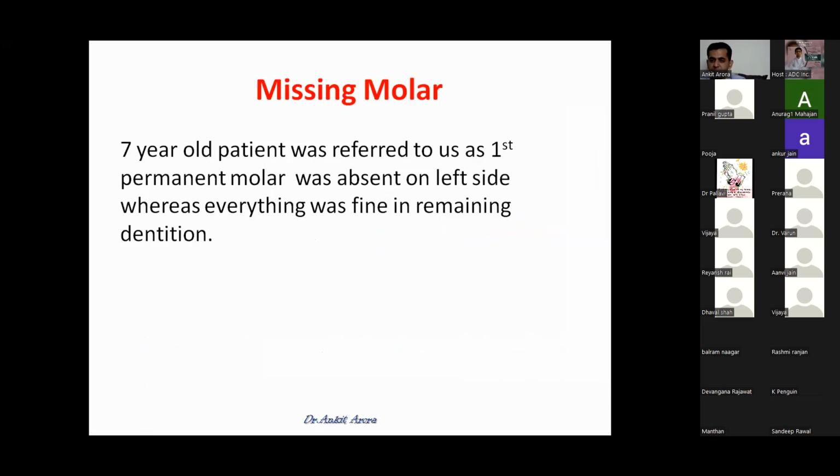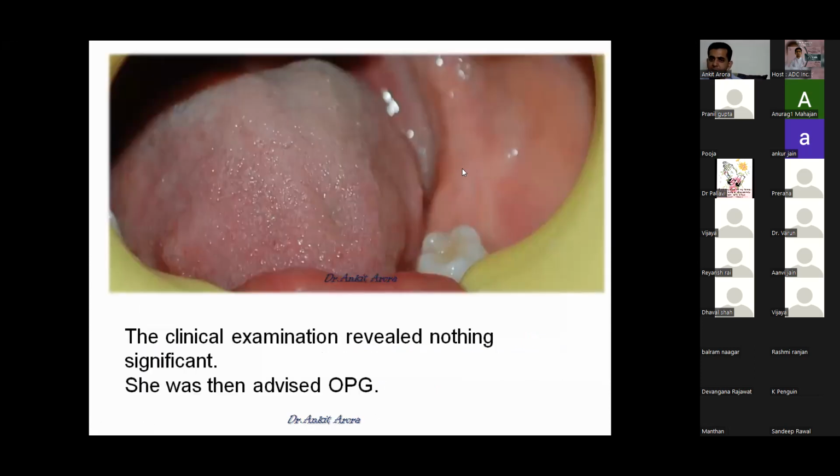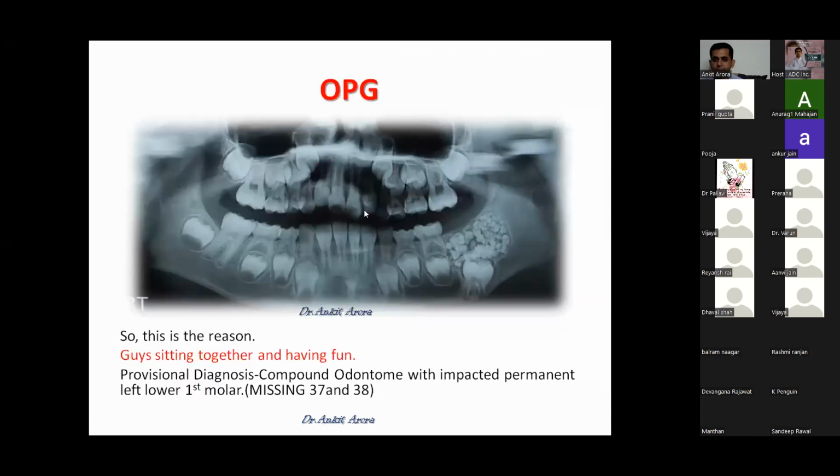There was a 7-year-old patient referred to us with the first permanent molar missing on the left side. Everything was fine in the remaining dentition, and nothing could be ascertained. The only issue is that the patient was 7 years old, so we need to find out why the first permanent molar hasn't come.